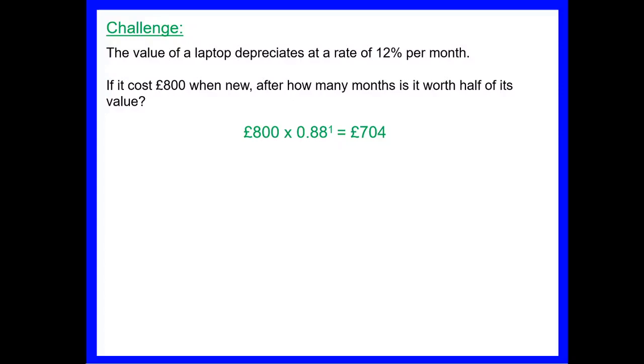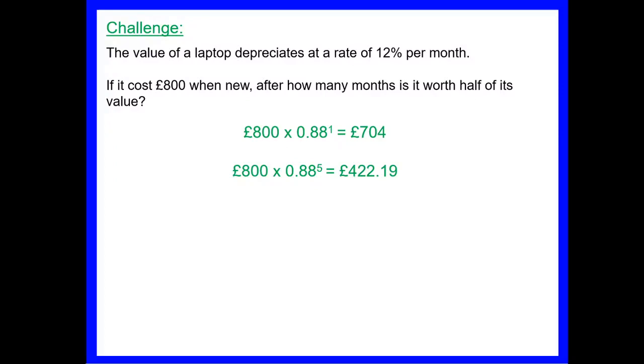So after 1 month, it is now £704. Our target value, remember, is 400. So I can see that that's quite a long way off. So I probably don't want to try 2 months. I want to skip ahead a little bit. Trial and improvement is about using your first calculation to help you as a guide to judge what you should do next. So I'm going to skip then to 5 months and see what happens at 5 months.